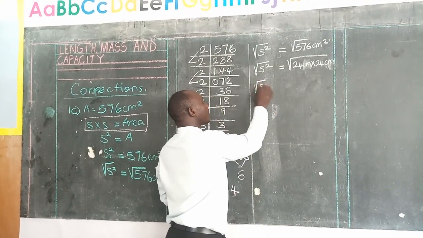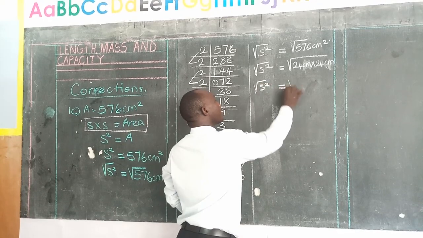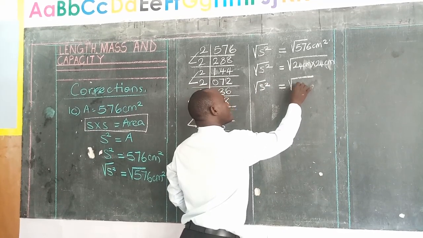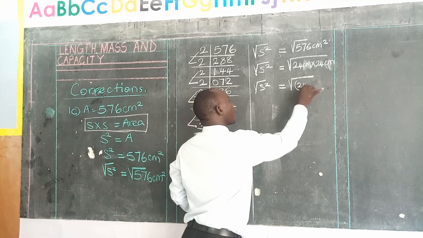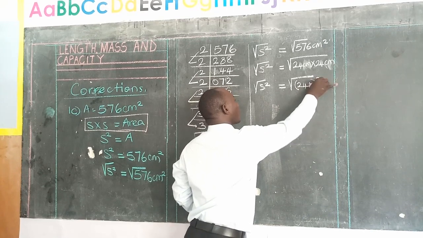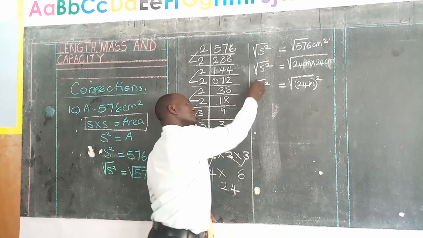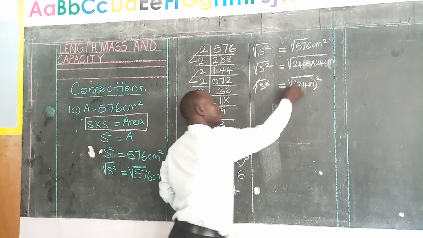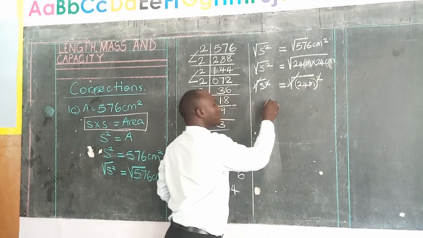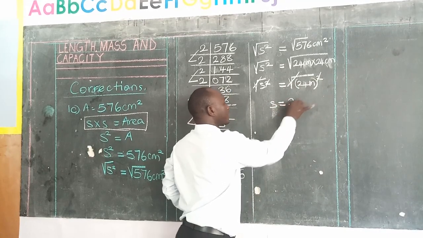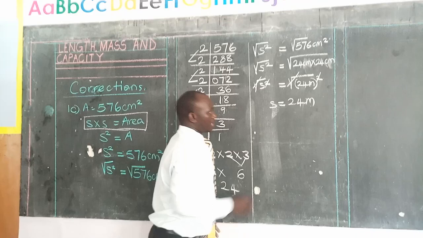That is, root of s squared is equal to root of 24 meters squared. So in a very simple way, the square root symbol will move with the square, and we shall remain with s, which is 24 meters.